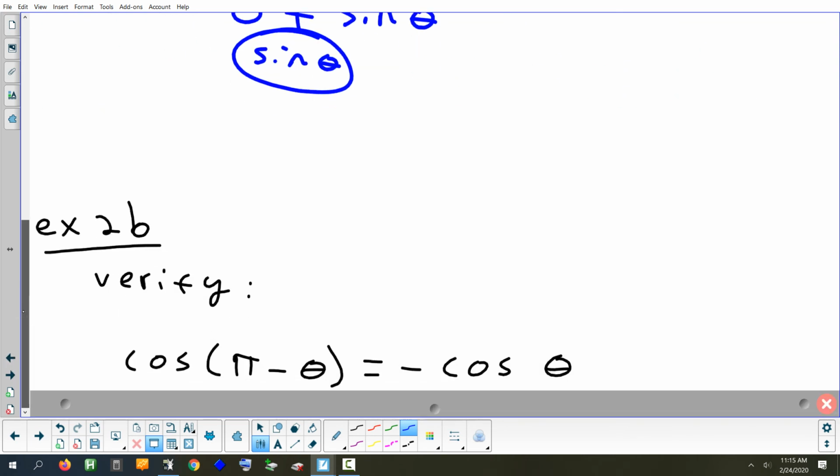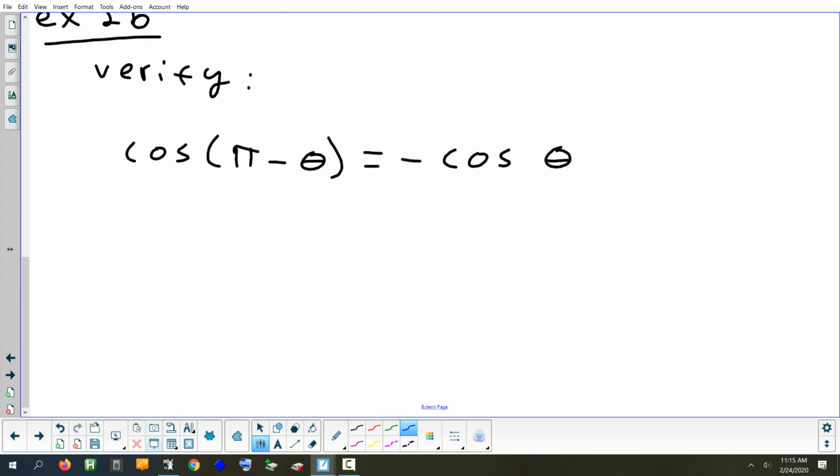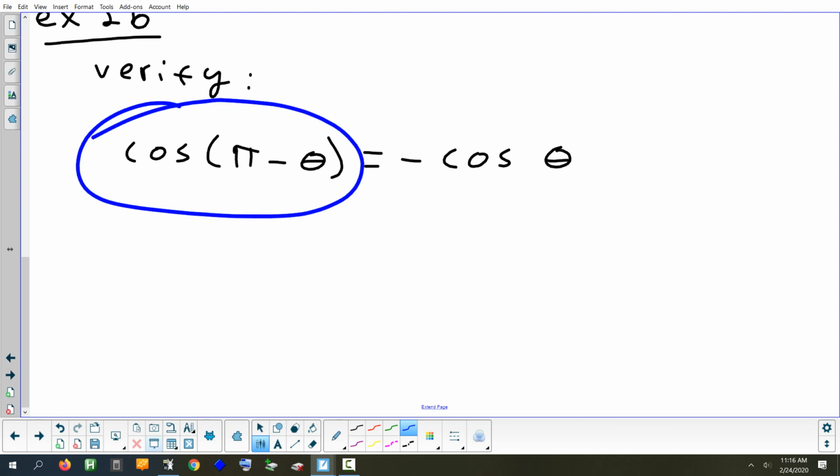Okay. Let's look at this one. They want you to prove that the cosine of pi minus theta is the same as negative cosine theta. So first thing we want to try to identify is what identity that is. When I'm asking you for a name there, I'm looking for you to tell me a trig function, and I'm looking for you to explain if it's a sum or difference. So what I circled on the left, what would be the name of that identity that we would use?